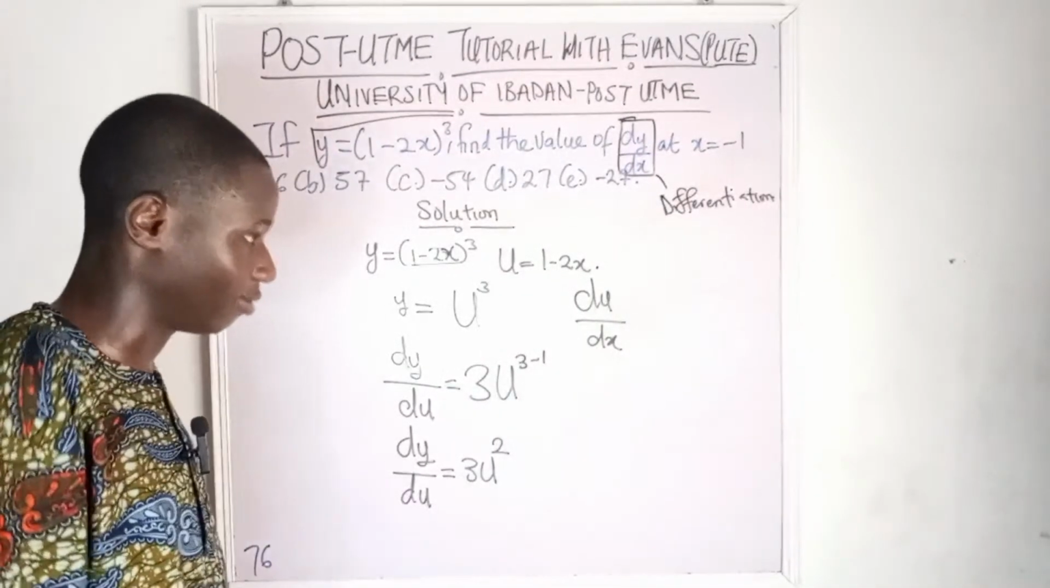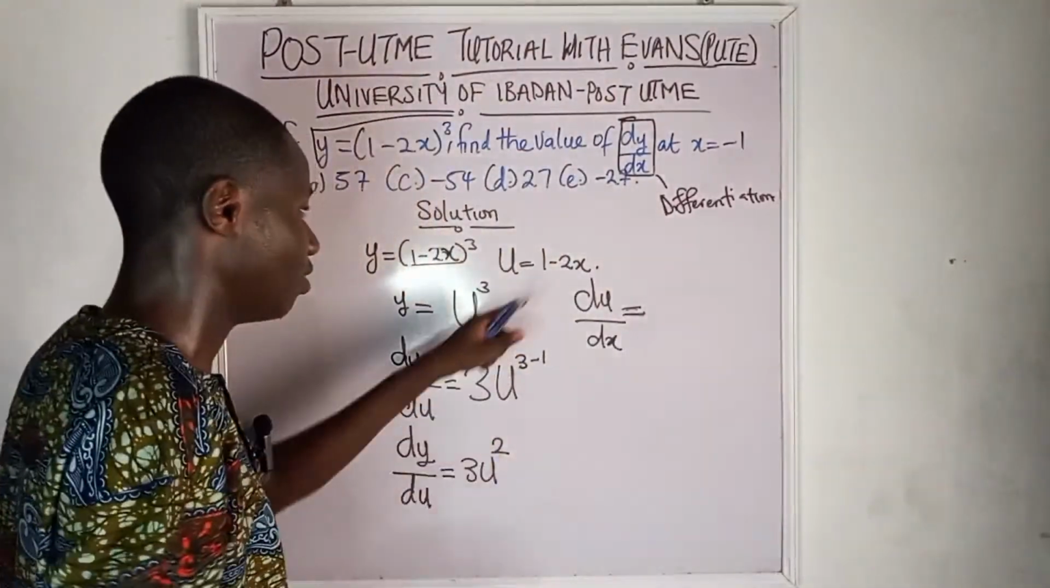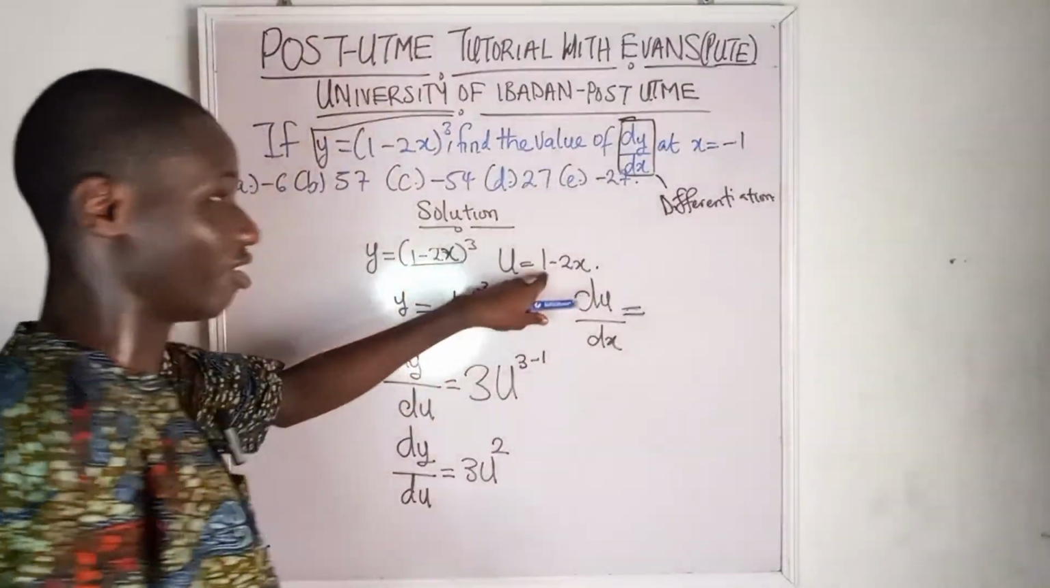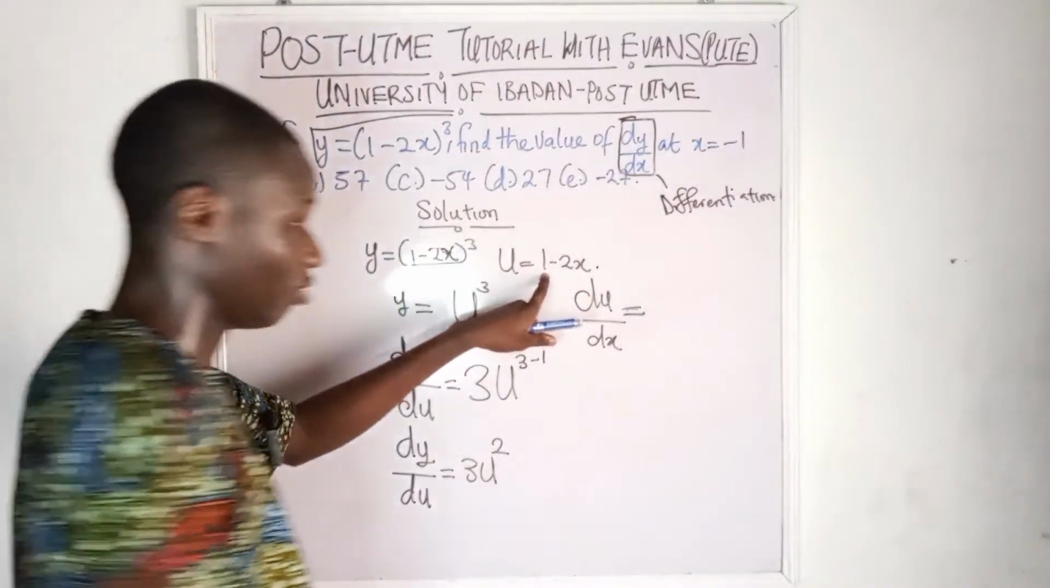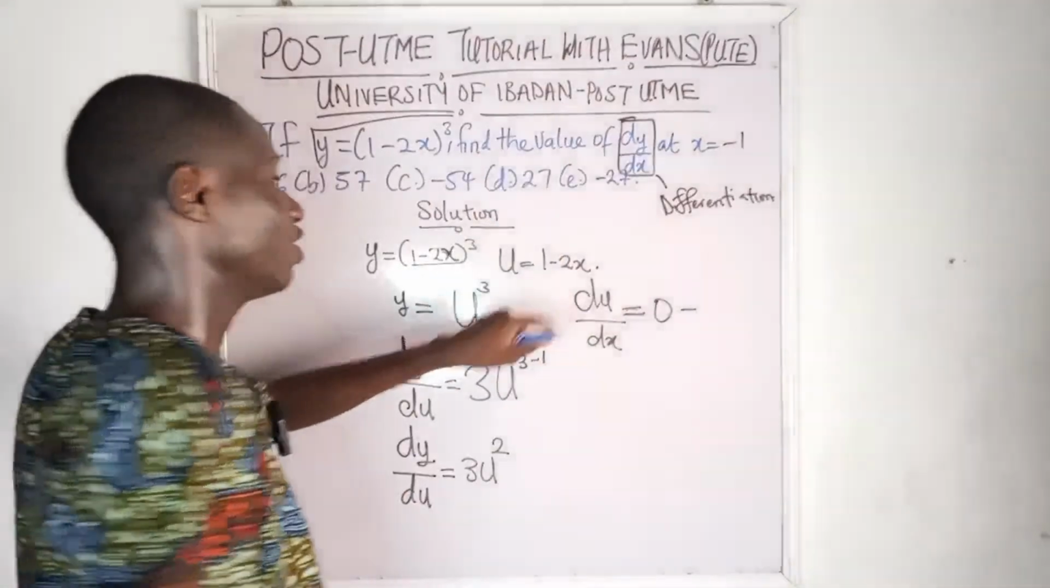Do you see what we are doing now? So du/dx will now be differentiation of constants. 1 is a constant. The differentiation of a constant is what? 0, minus the differentiation of minus 2x.